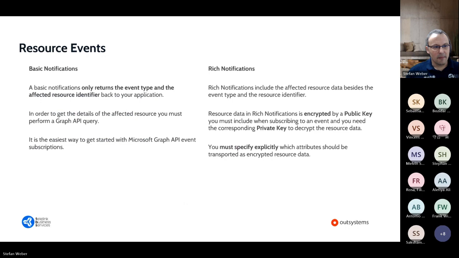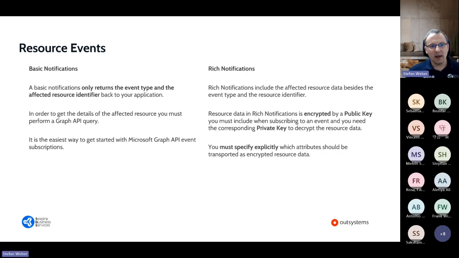So there are two types of events you can consume. One is called a basic notification. You subscribe to a resource for a specific event type: create, update, delete. And what you get as notification is just the event type and the resource identifier of the affected resource.